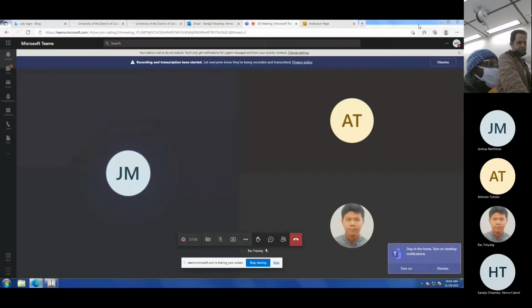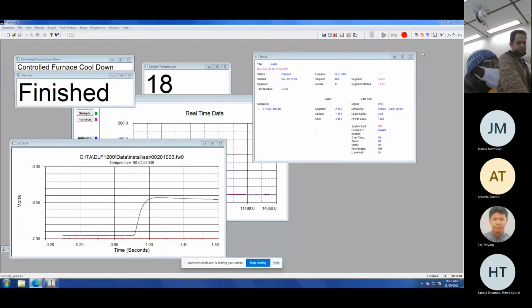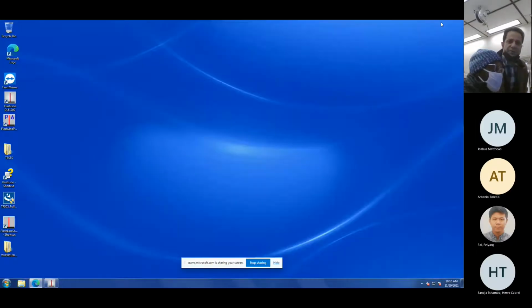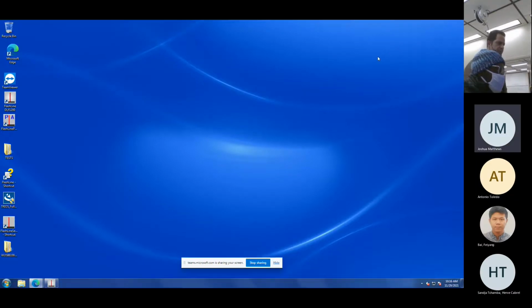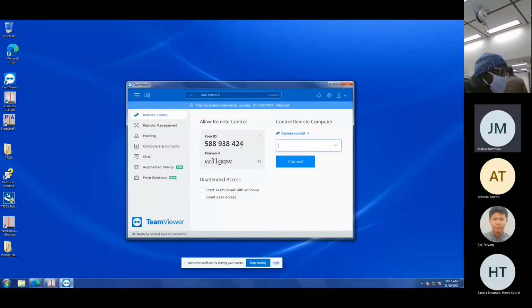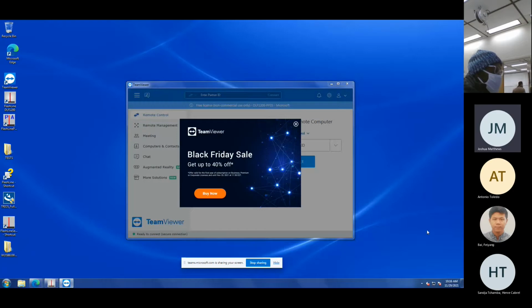Let me minimize this. So I had this already open. So right now they have it. I minimize this, right? Yep. These are the results from the previous experiment. Okay, so the TeamViewer icon right there on the left, just double click on that. There you go. It's the third from the top. TeamViewer. All right, there you go. Just leave that screen on for me.